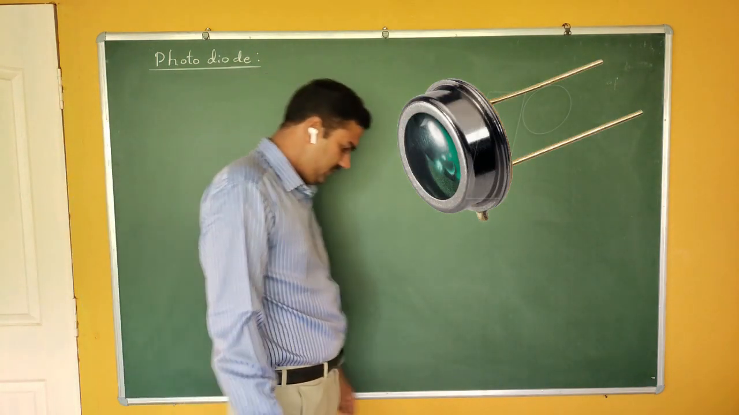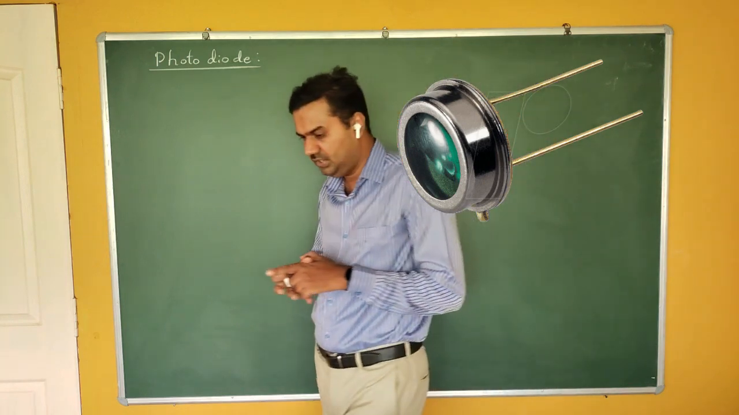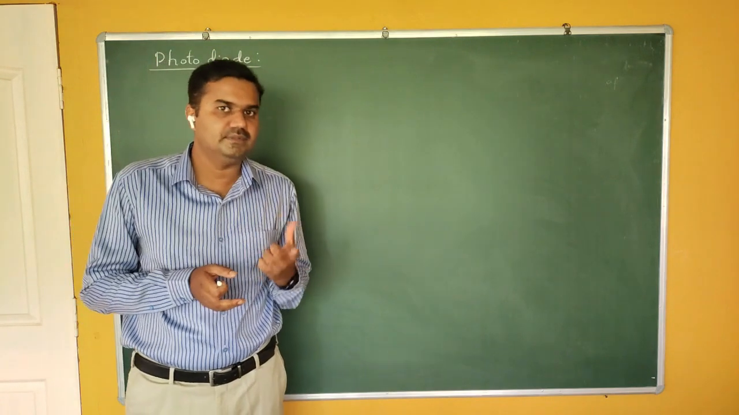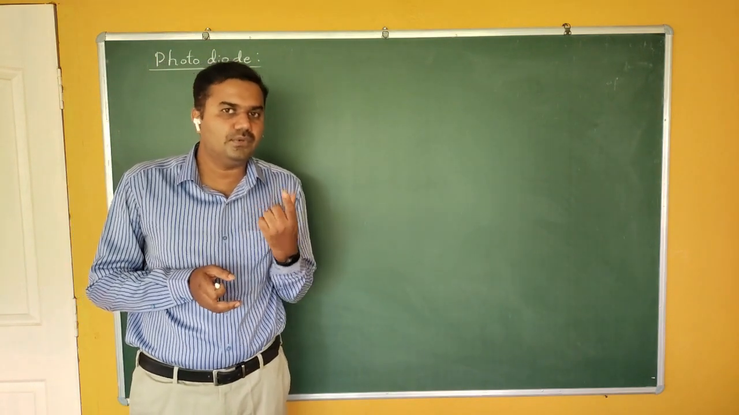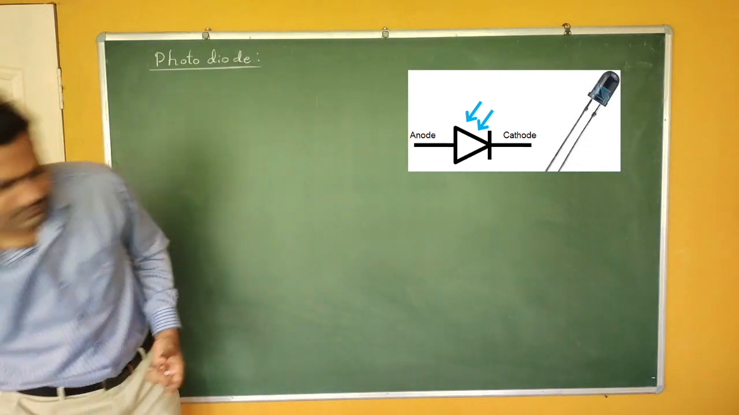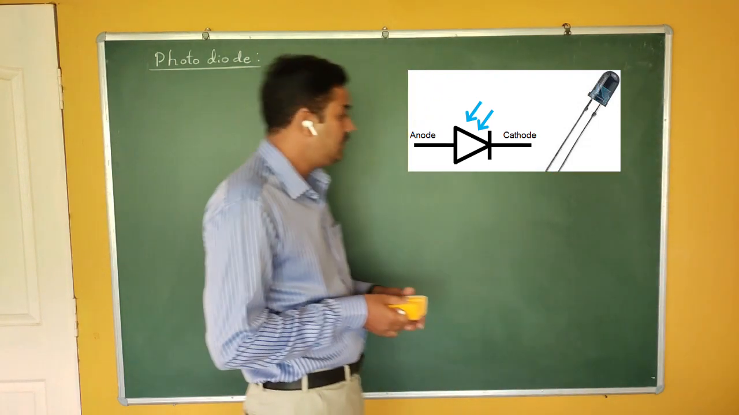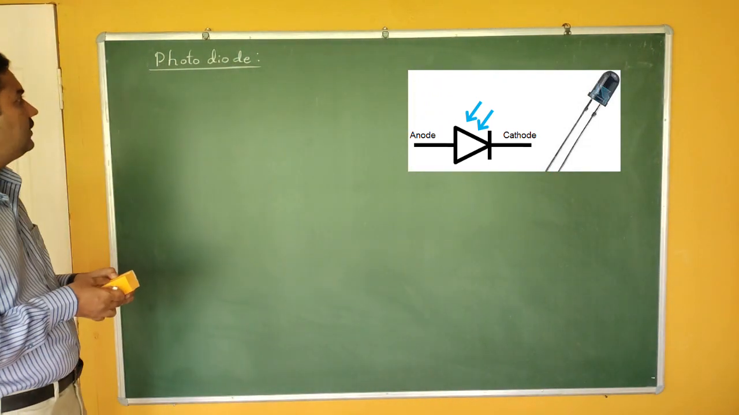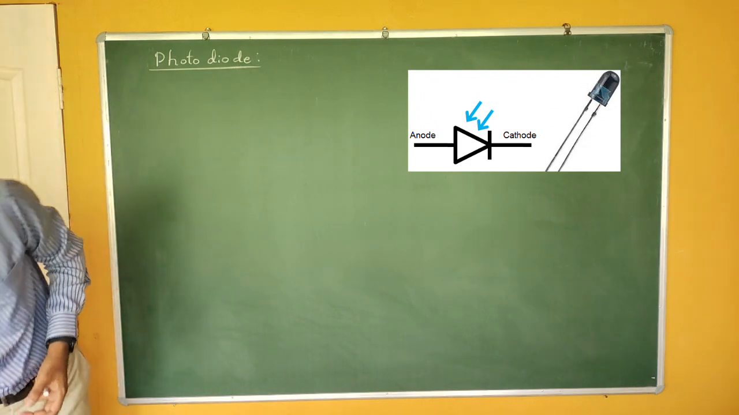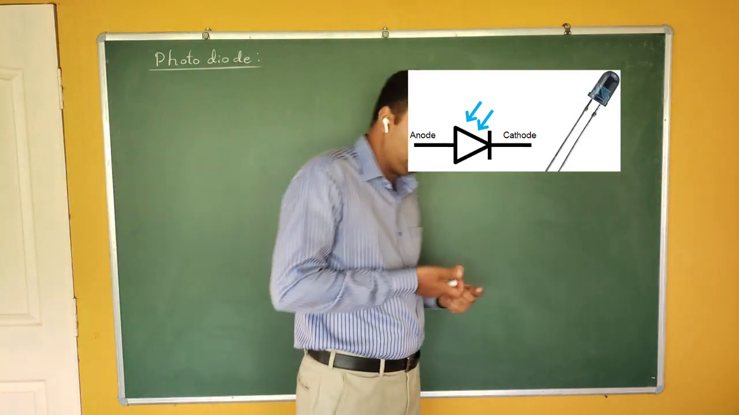Photodiode. It is a specially fabricated PN junction diode which detects light. It detects photons, therefore it is called a photodiode, or also a photo detector diode. This particular diode detects light photons. Now we will study how this diode detects light photons.